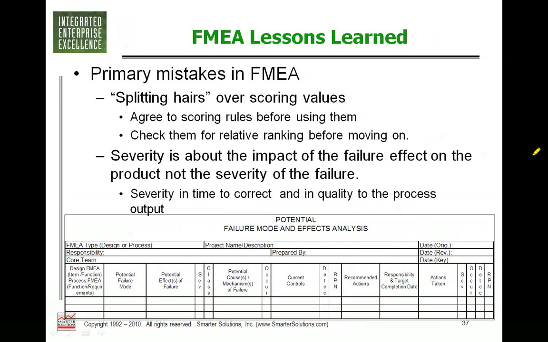Now, severity is about the impact of failure on the effect, not the severity of the failure. Okay, so severity in time to correct and quality to the process, the output. So that's the thing we're looking at. That's another thing we've got to be careful of.